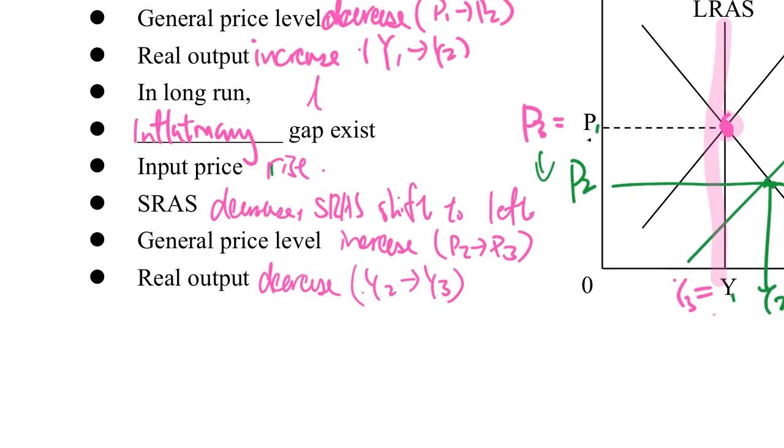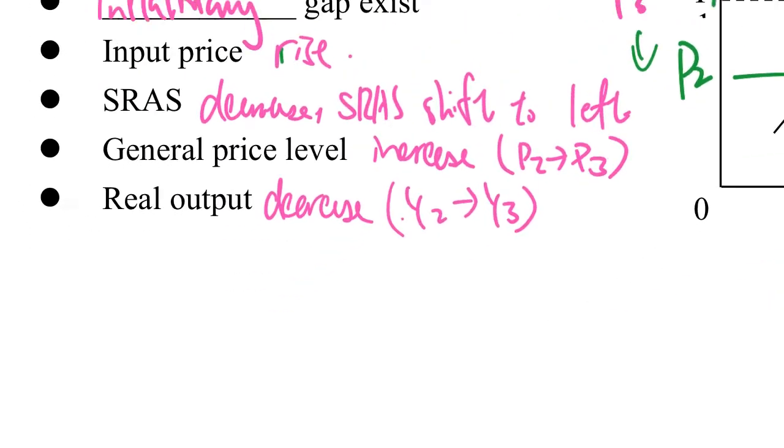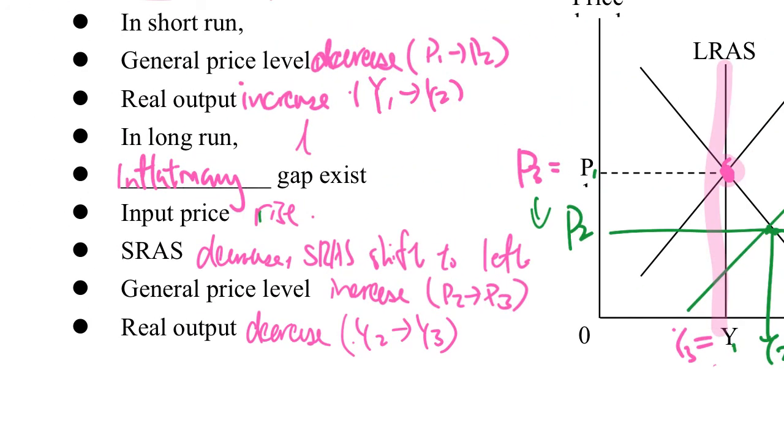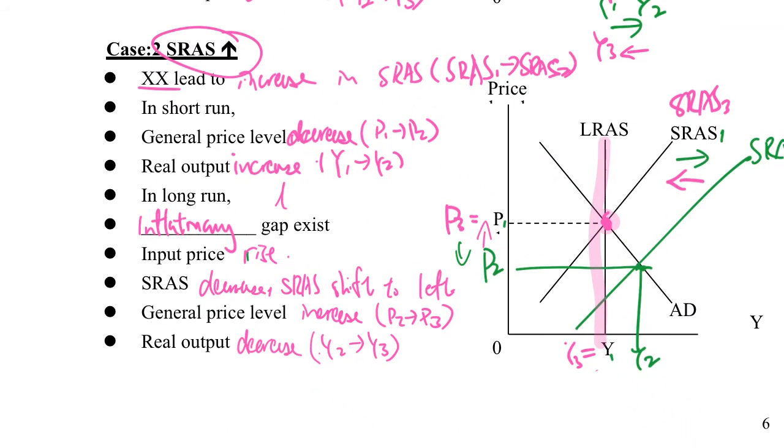After that we have an input price rise, because an inflationary gap and an input price rise is always a match, just a pair. Then the SRAS decreases because, according to the diagram, we go back to SRAS 1. Then the general price level increases according to the diagram, then the real output decreases according to the diagram. So we get all the things according to the diagram. Just remember the structure of the answer, then you can get the full marks.